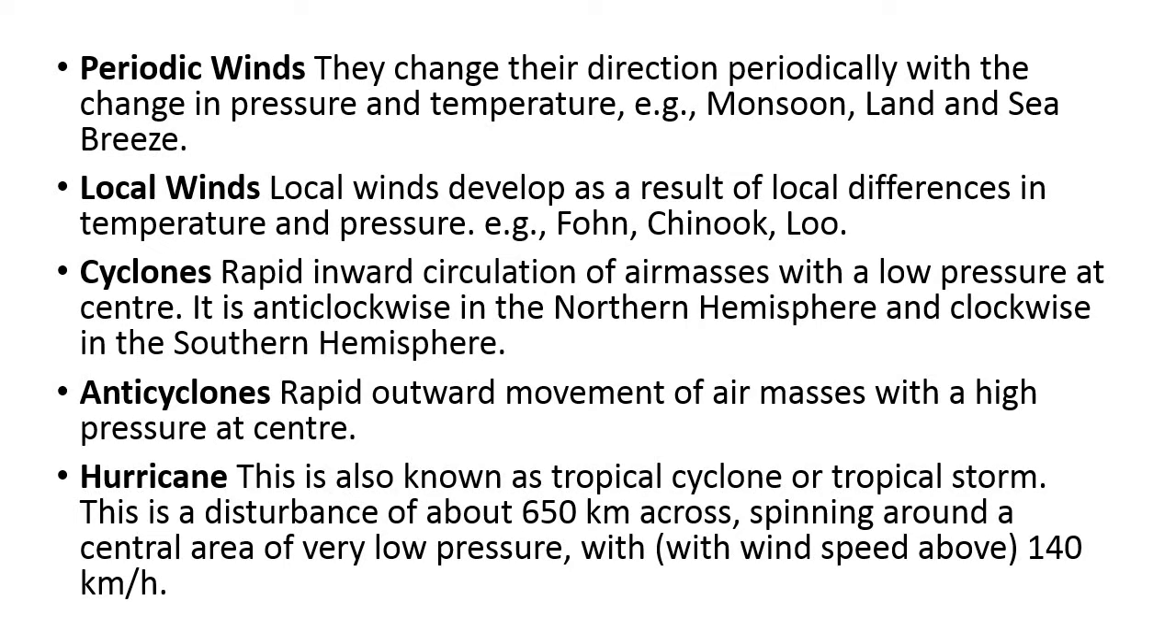Now periodic winds, they change their direction periodically with the change in pressure and temperature. Example, monsoon, land and sea breeze. They are the periodic winds. Local winds, local winds develop as a result of local differences in temperature and pressure. Example, Fohn, Chinook, Loo. So these are the winds which is blowing in the specific region.